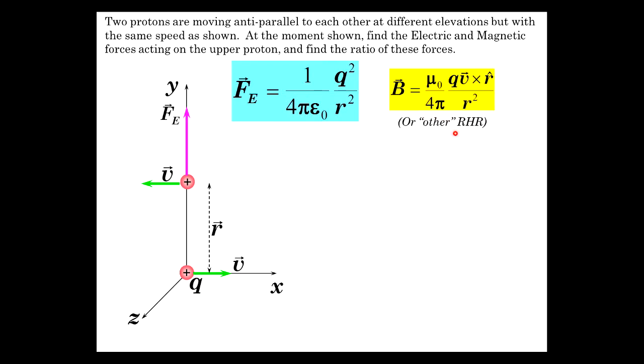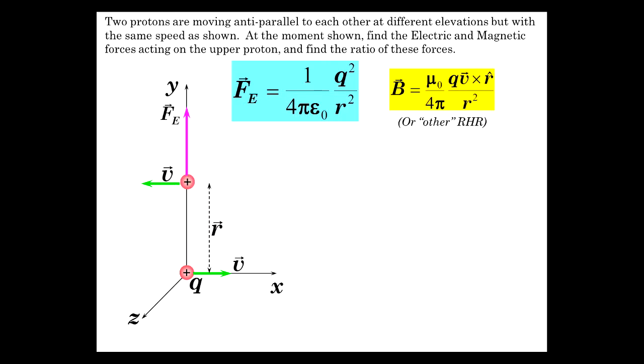Now when I say other right-hand rule, well, qv cross r. v cross r is a right-hand rule. So if you think of this motion with respect to this one, the v cross r, v is this way, and the radius is from here to here for the magnetic field produced by this charge. I'm sorry, this charge is moving to the right. Its radius is from its location to the other one. So what's the magnetic field produced at this location?